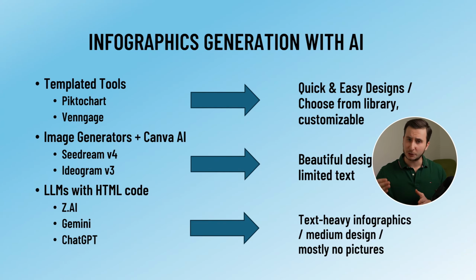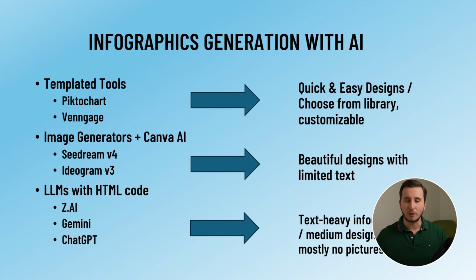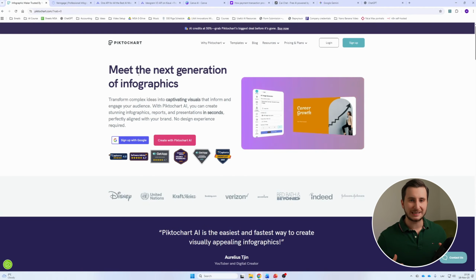For example, Z.ai allows you to edit the infographic straight in the chat. Gemini allows you to add some cool features to your HTML code, and there are more. Now, let's start with the pre-templated infographics.